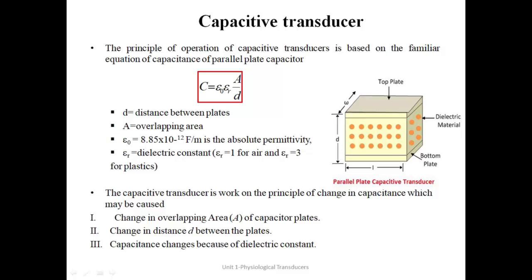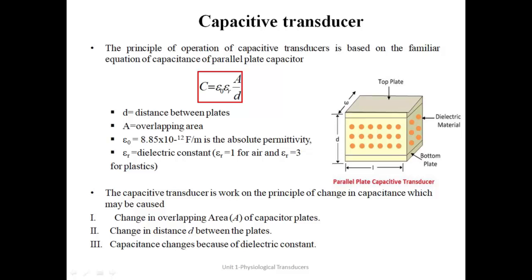So from this formula, we can find out that a change in capacitance in any capacitor can be induced by three methods. Firstly, you can change the overlapping area of the capacitor plates. Second, you can change the distance between the two plates. And third, you can change the dielectric constant, that is epsilon r. The dielectric constant will change if the medium or the dielectric material between the two plates changes. So these three fundamentals we will be using for measuring our physical parameters, right?